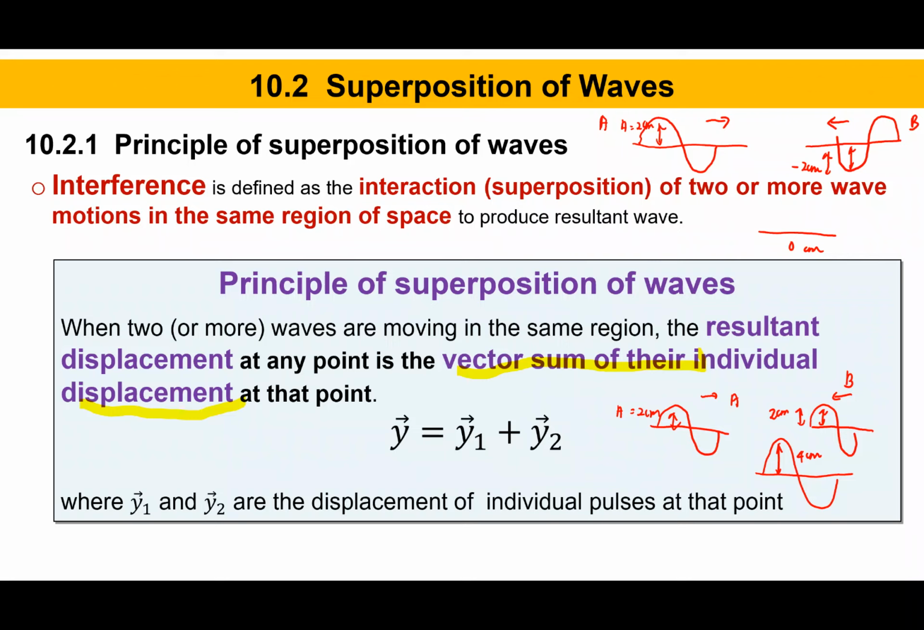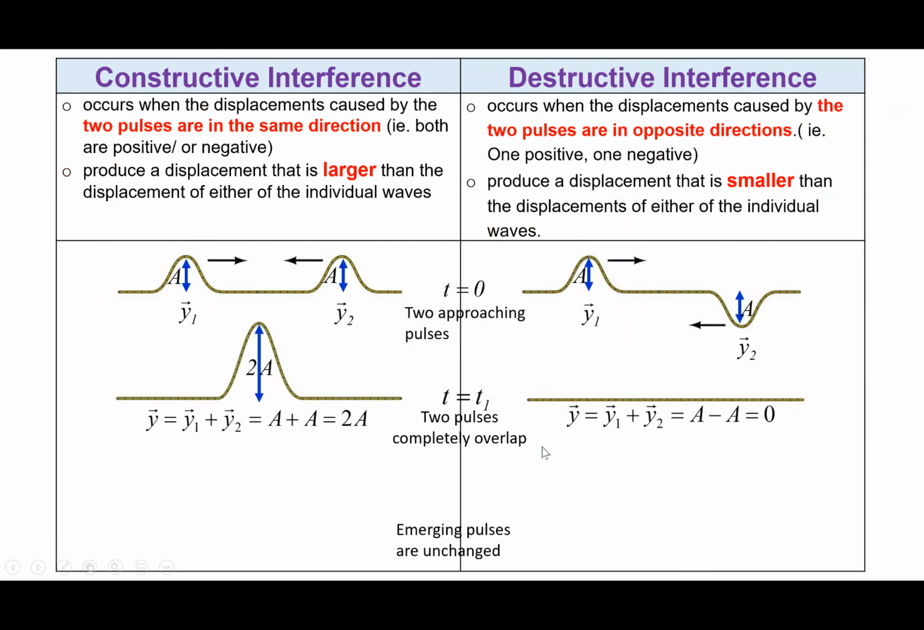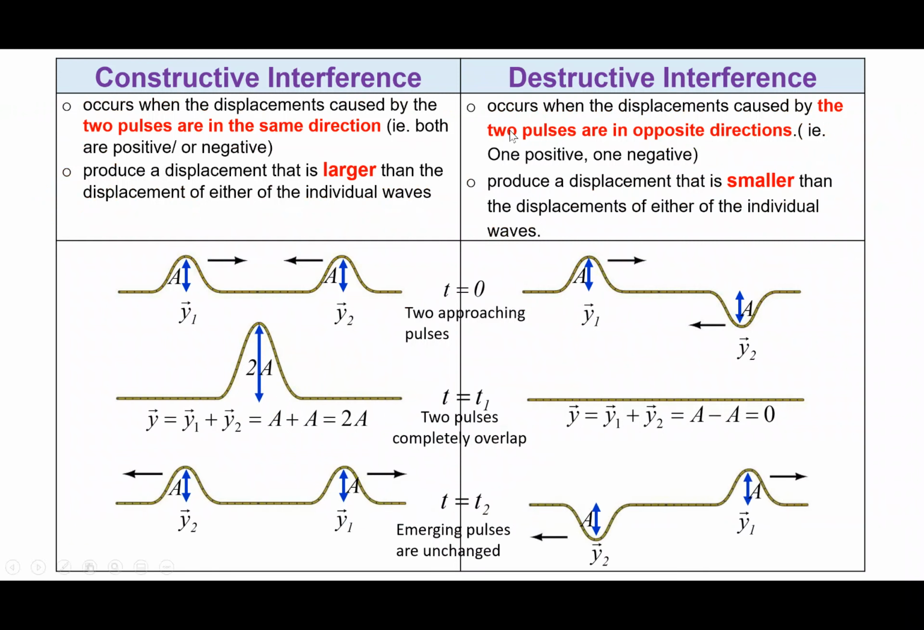Okay. So untuk Y ini adalah total displacement. So Y1 ni represent displacement from the wave 1. Y2 ni adalah displacement from the wave 2. So we have two types of interference. Constructive interference occurs when the displacements caused by two pulses are in the same direction, both are positive or negative, macam I cakap tadi.